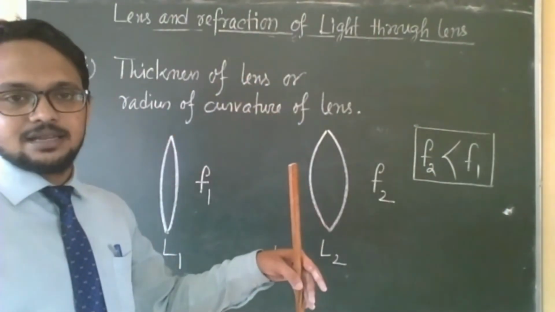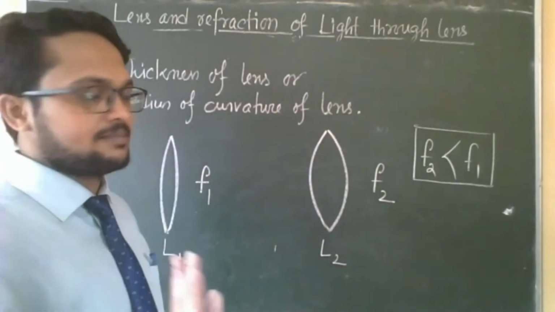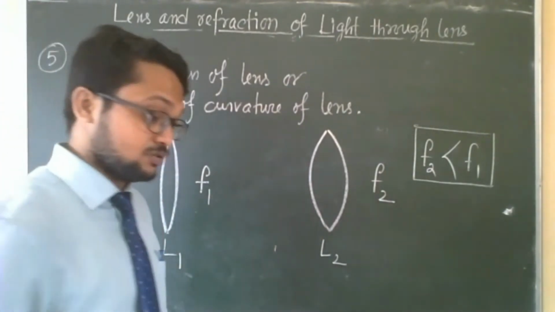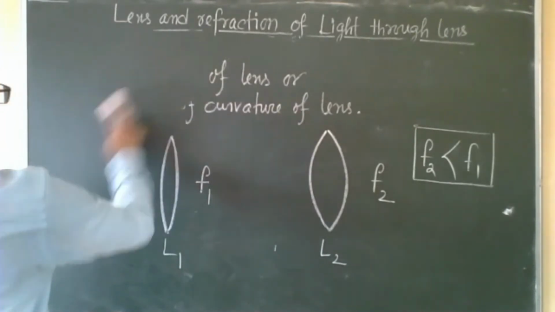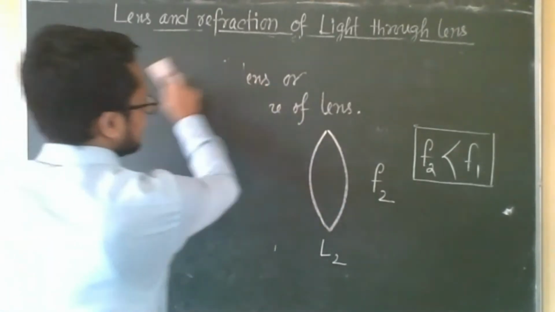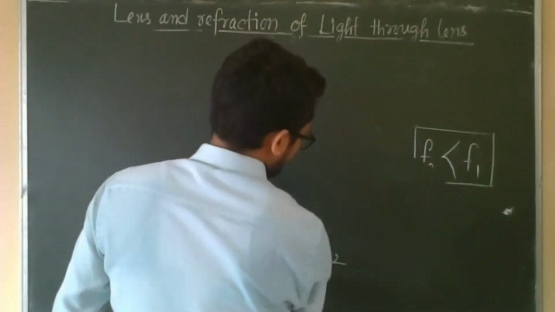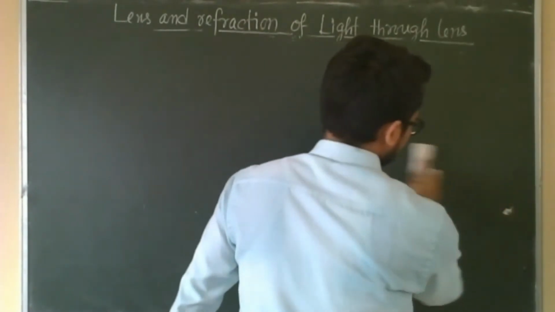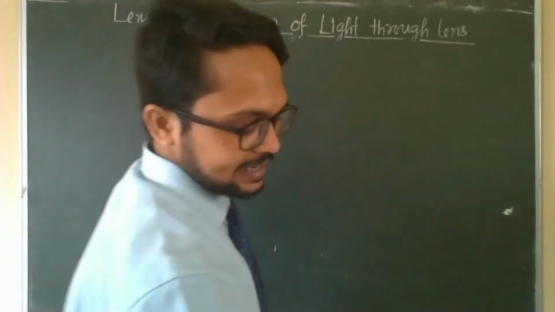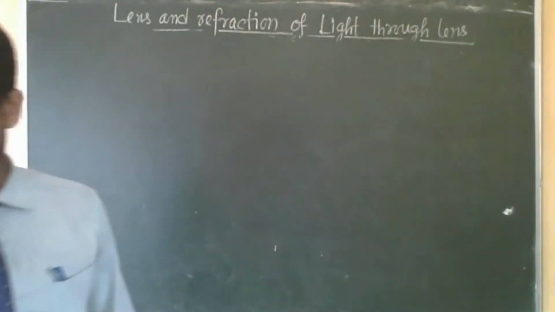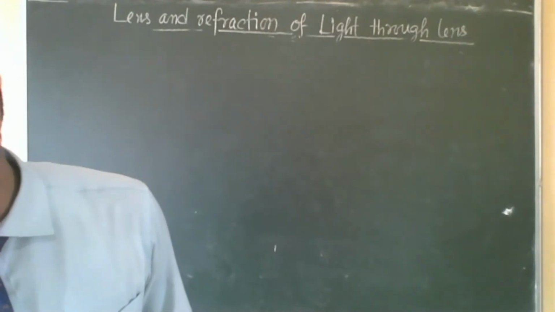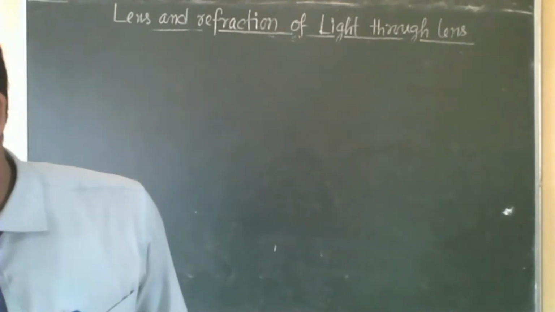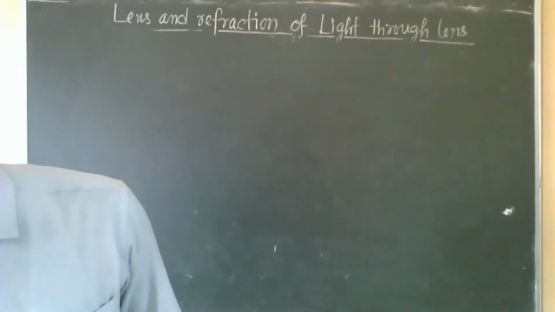A mathematical expression is there, but that is not in your syllabus, so I am not discussing it. That is there in class 12. So these are the two points on which focal length depends. First, the refractive index of the lens medium with respect to the surrounding, and second, the thickness or the radius of curvature. These are all the things from the first part, refraction through a lens.